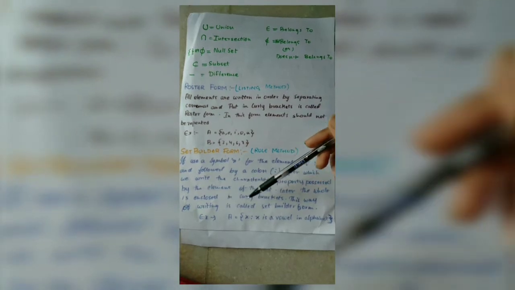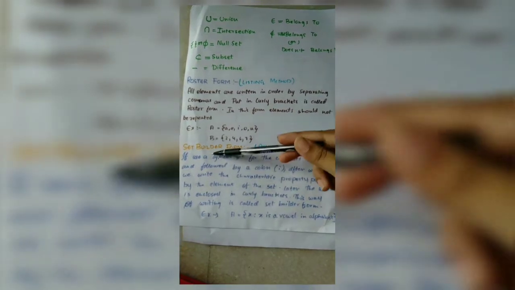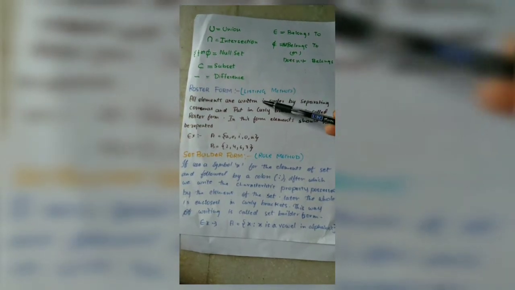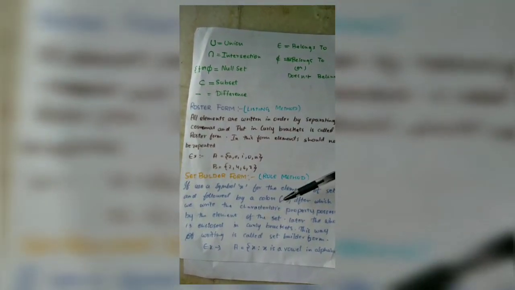This way of writing is called the set builder method. As I said, in set builder form we write the property; we don't write or consider the elements. This is a little more difficult than roster form, because when doing calculations we have to convert the set builder form into roster form and then make the solution. So it's quite difficult, but practice makes a man perfect.